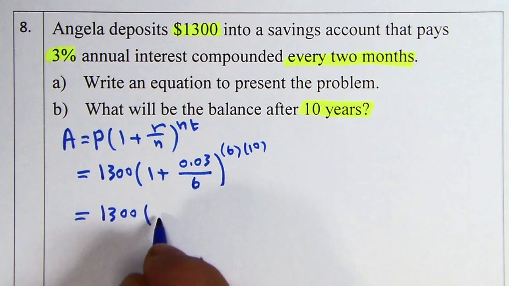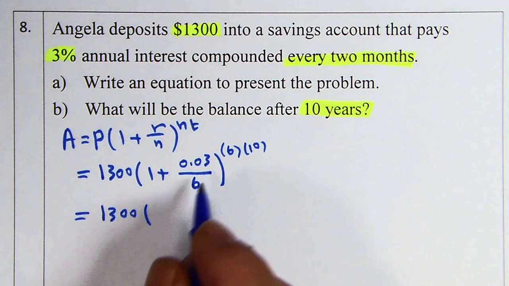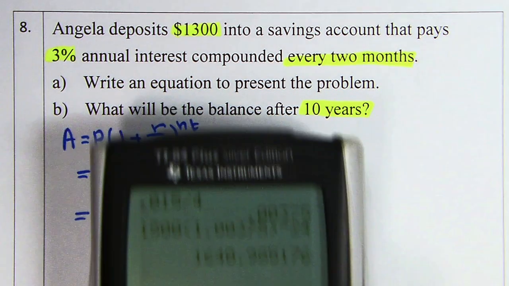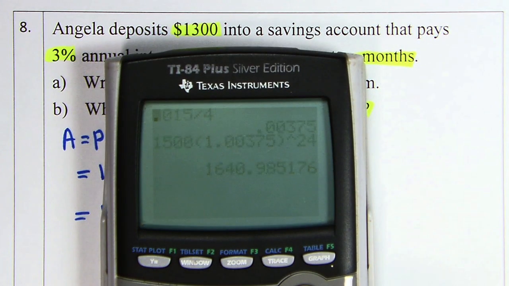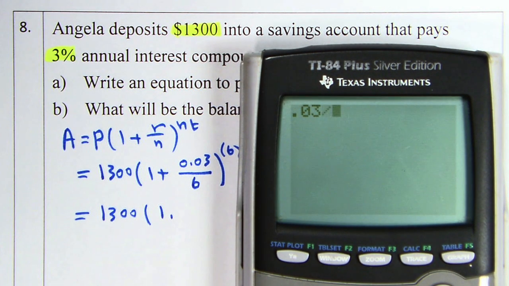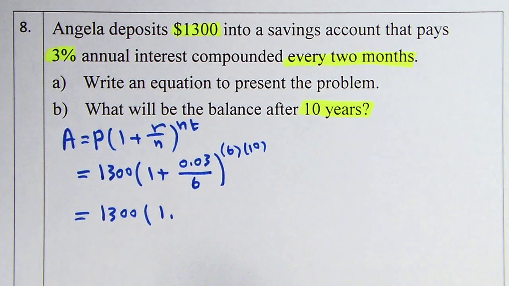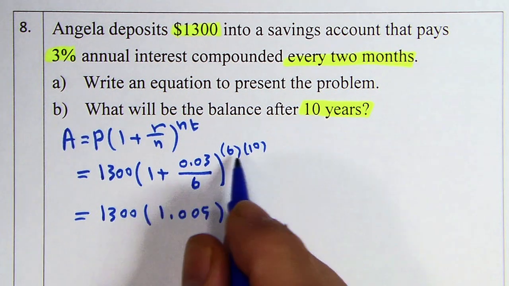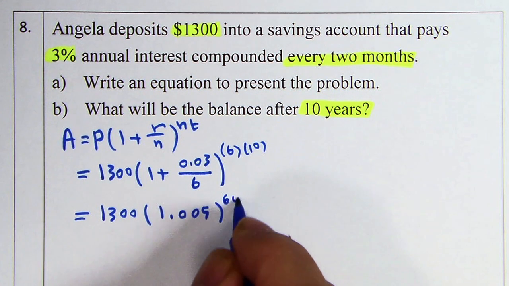1300 and 1 plus, that's going to be 1 point, 0.03 divided by 6. That will give me 0.005. So that should be 0.005 to the power 6 times 10, which is 60.